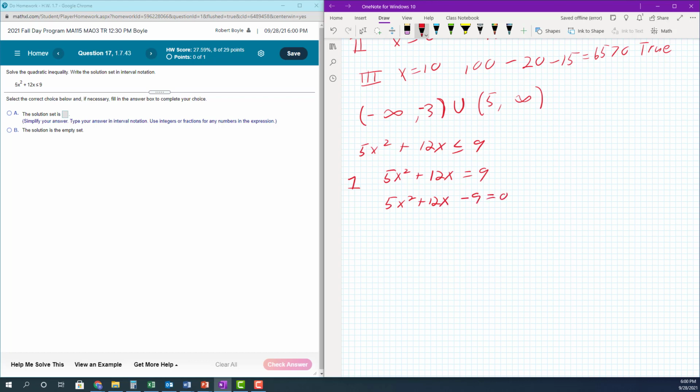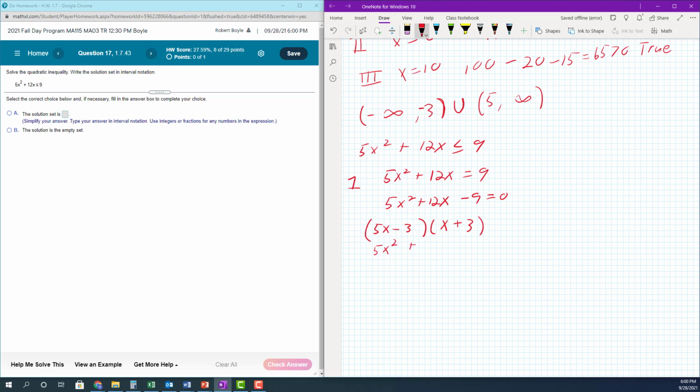And this does indeed factor. One of the things which is kind of convenient is that this 5 is a prime number, so we're going to have 5x over here, and then x over here. And now, if we actually add a 3 here and subtract a 3 here, this should indeed work. 5x times x is 5x squared.